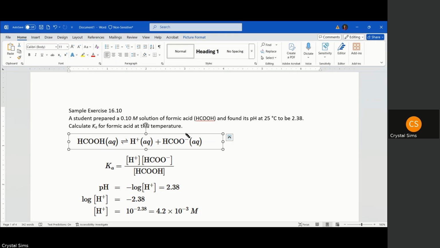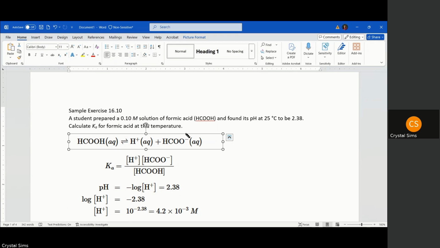So we know that pH is equal to the negative log of the hydrogen ion concentration, which we've been told is 2.38. So when we take the anti-log of that, we raise 10 to the negative pH, and that gives us 4.2 times 10 to the negative 3. So that is our hydrogen ion concentration. So we've been able to figure that out, okay?